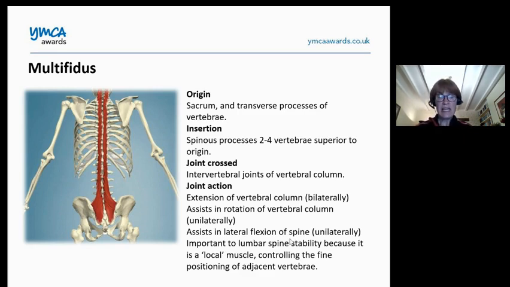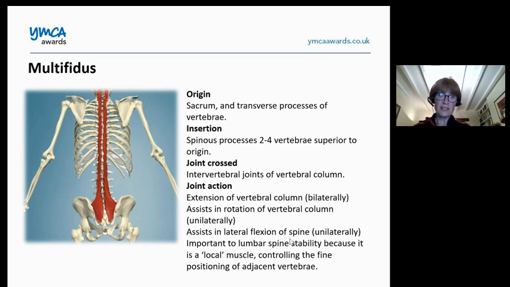Even though it runs the whole length of the spine, you can see how it's more developed down in the lumbar region. So this is a core stabilizing muscle, and it plays a really important role in static and dynamic spinal stability. If you've got weakness in your multifidus, you can often get back pain. So it's really important to encourage people to work on the strength of their back core stabilizing muscles.